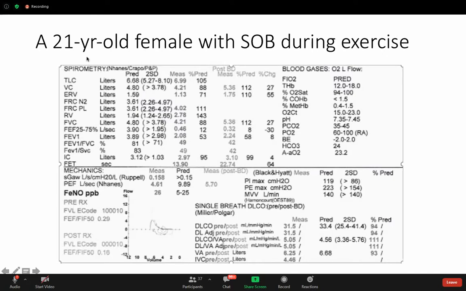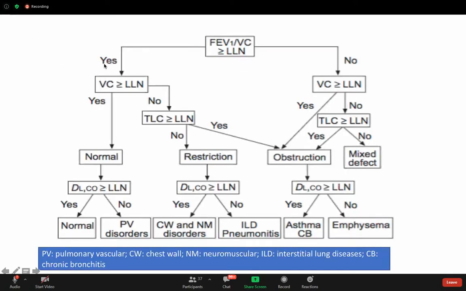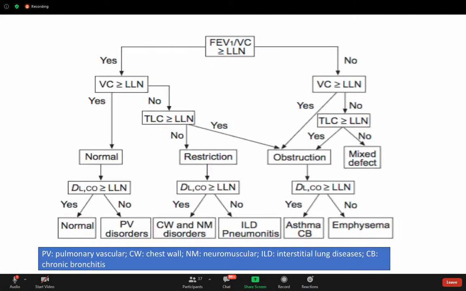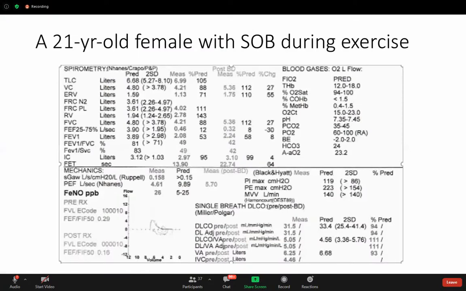How about TLC? Total lung capacity. Do you guys see it? So TLC, the first one here, predicted is 6.68 liters. She got 6.99. It's 105% of predicted. It's increased, yes. So this is actually toward obstruction. Are you guys following? Hopefully, yes. After that, we're going to see the DLCO.